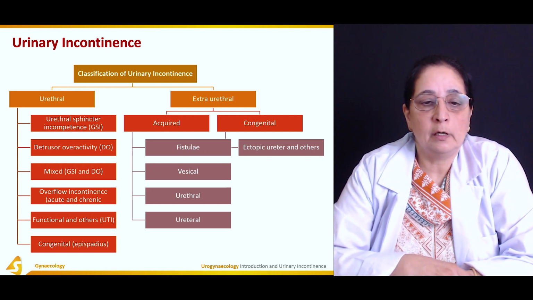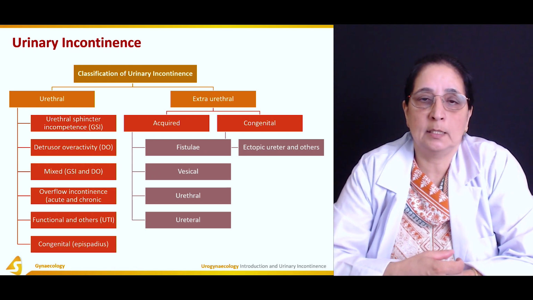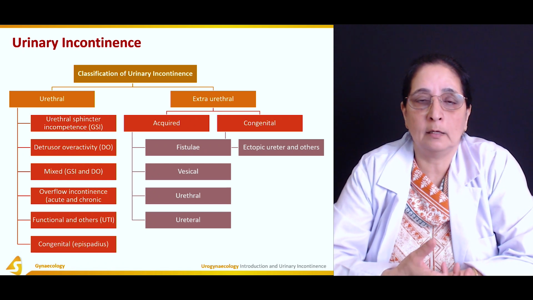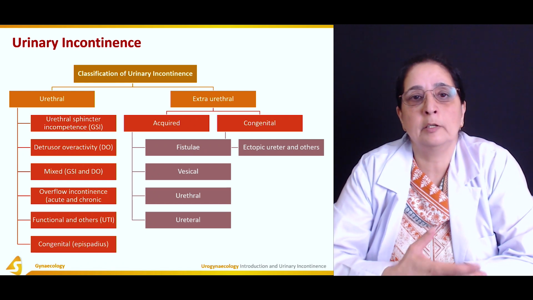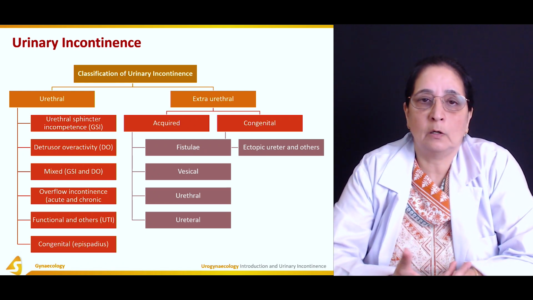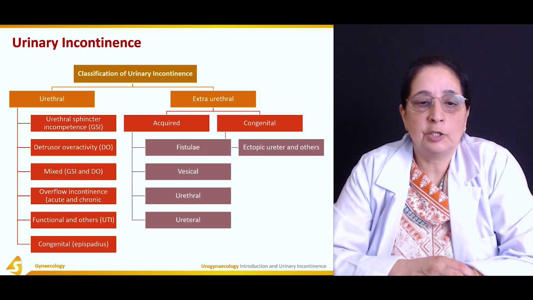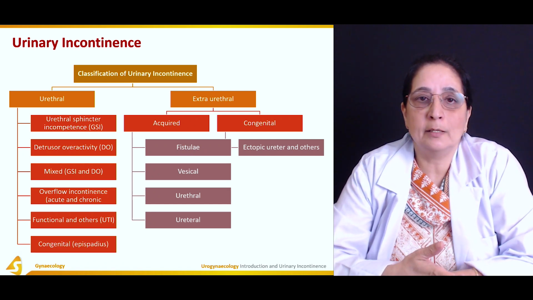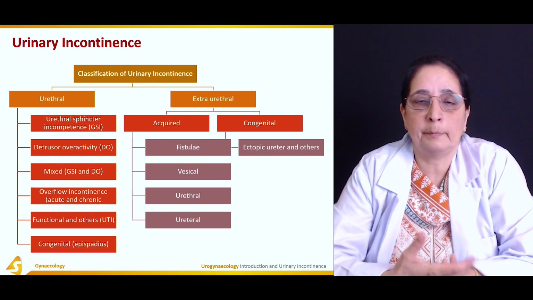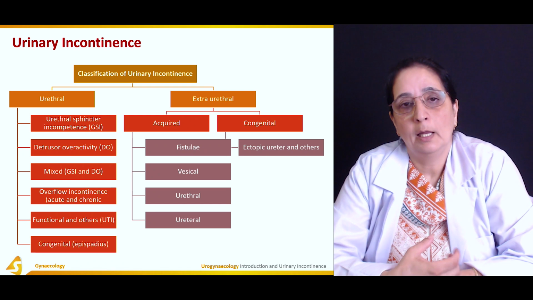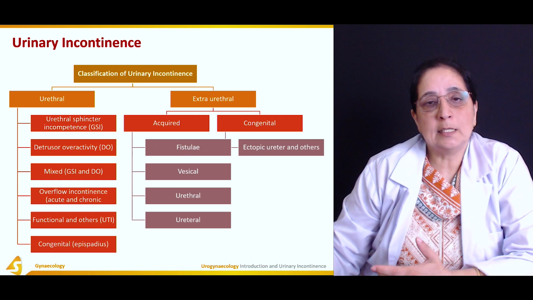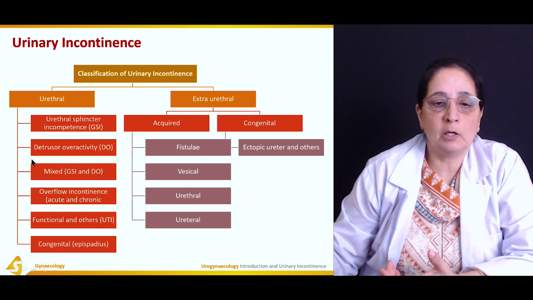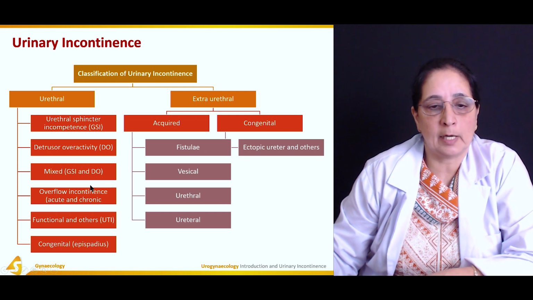Then detrusor overactivity, DO. Detrusor are the muscles present in the bladder, or sometimes even the bladder is known as the detrusor, because it's all the detrusor muscle. So detrusor overactivity or bladder overactivity is when they are overacting or over-contracting. Then in the mixed type, there is both sphincter incontinence and detrusor muscle overactivity.